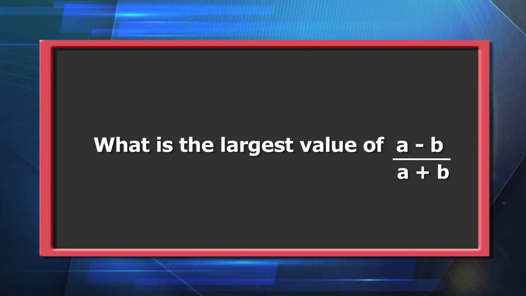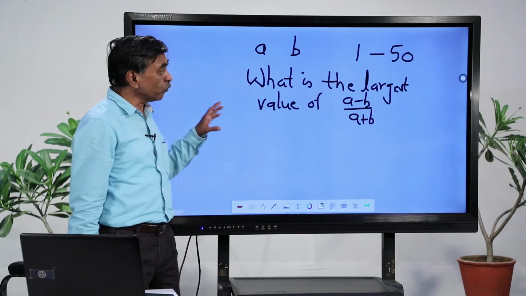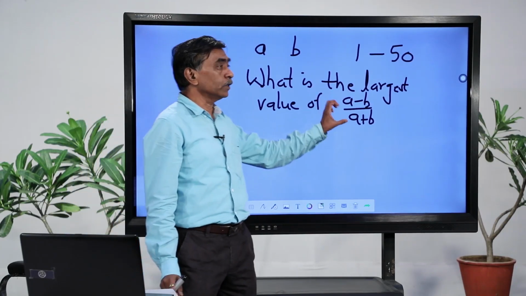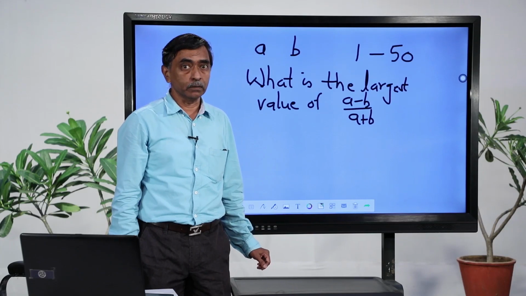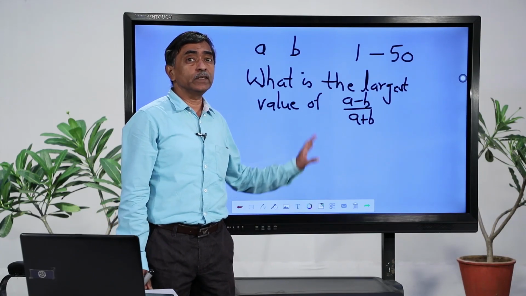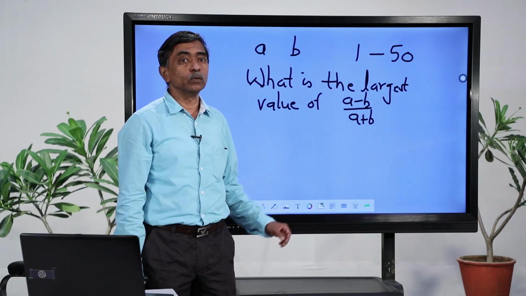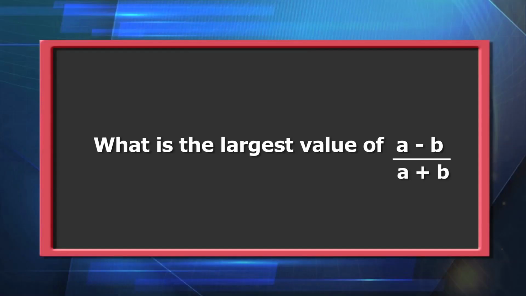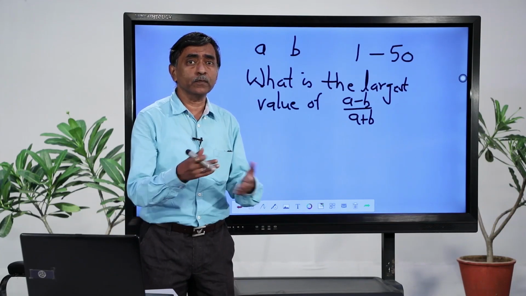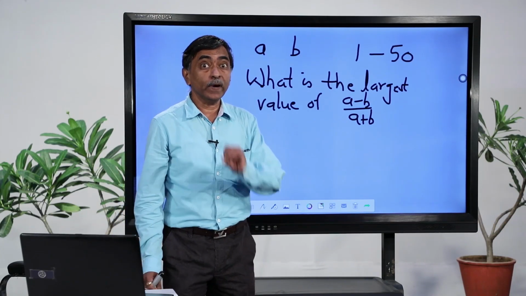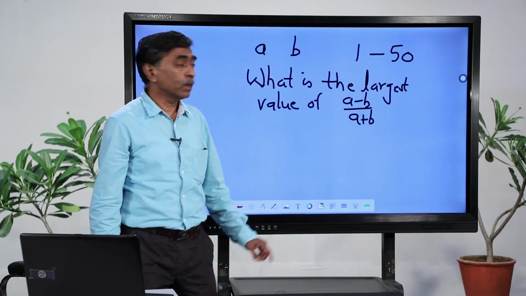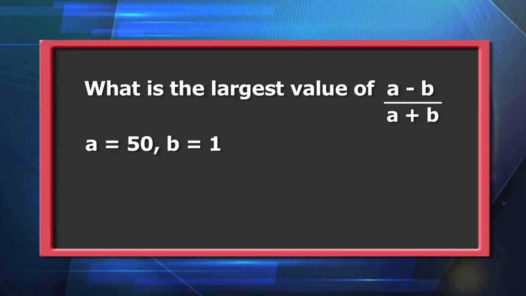The question is, what is the largest value of (a minus b) upon (a plus b)? Let us think for a moment what can be the largest value here under the given situation. If I take suppose a is equal to 20 and b is equal to 2, I will get here 18 upon 22. If I take a is equal to say 21, b is equal to 19. Try these different combinations here, and then finally you can settle down to the idea, what if I take a as 50 and b as 1?